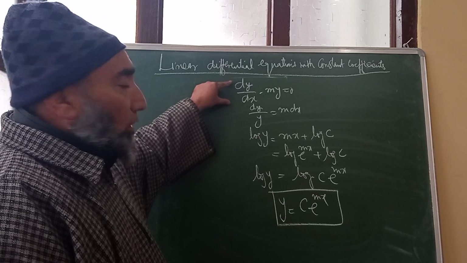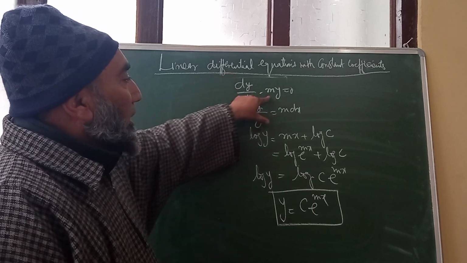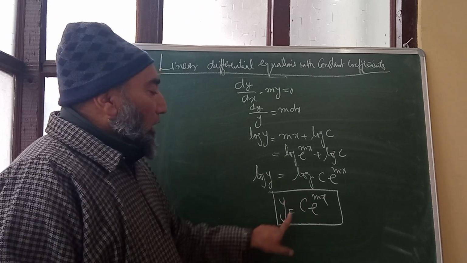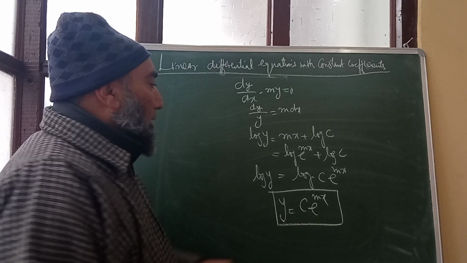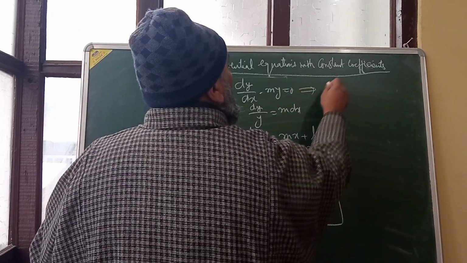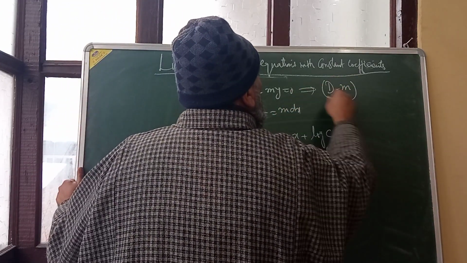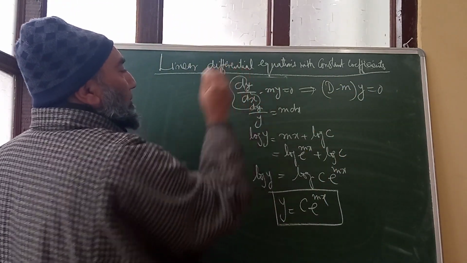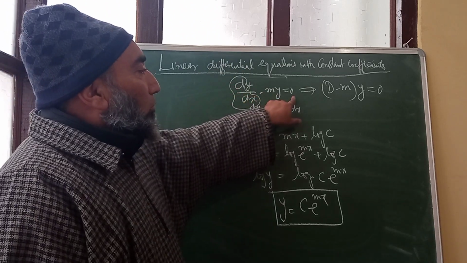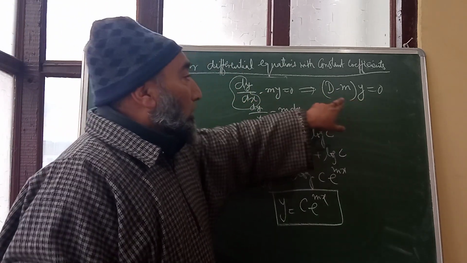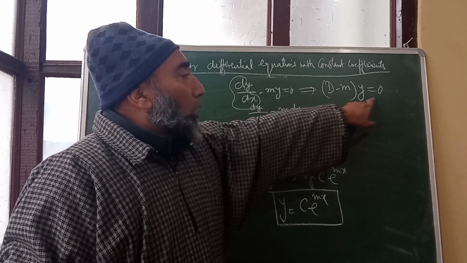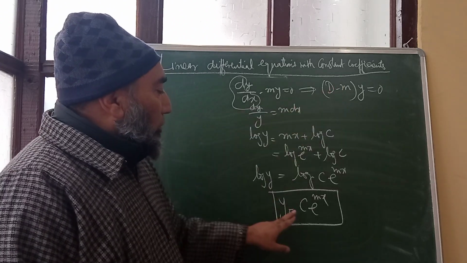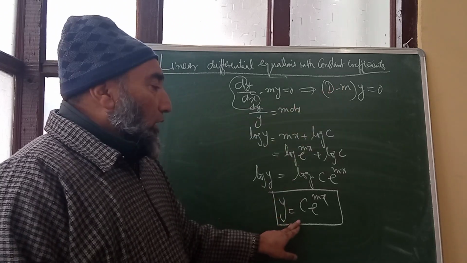So if you have a differential equation of the form dy/dx minus my equals 0, its solution is always e to the power mx type: y equals constant times e to the power mx. This can be symbolically written as (D minus m) operating on y equals 0, because you know d/dx is D. This is Dy minus my equals 0, which is (D minus m) operating on y equals 0. This is a differential operator operating on y equals 0, and its solution is given by y equals c e to the power mx.